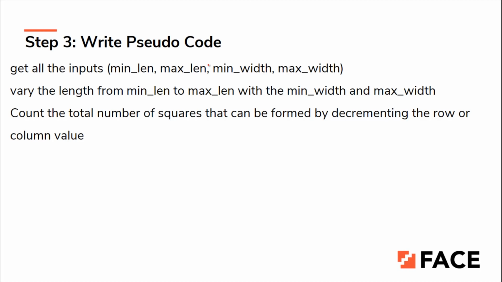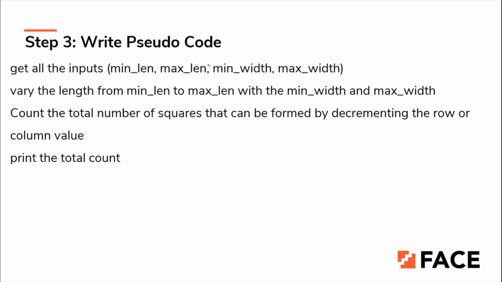1 cross 2, 1 cross 3, no. 1 cross 2, no. 1 cross 1, yes. Now you will have to add one more chocolate, and then you will be left with 1 row, 2 columns. Keep doing the same until the number of rows is equal to 0 and the number of columns is equal to 0. Once you are done with that, you will have to print the total count.